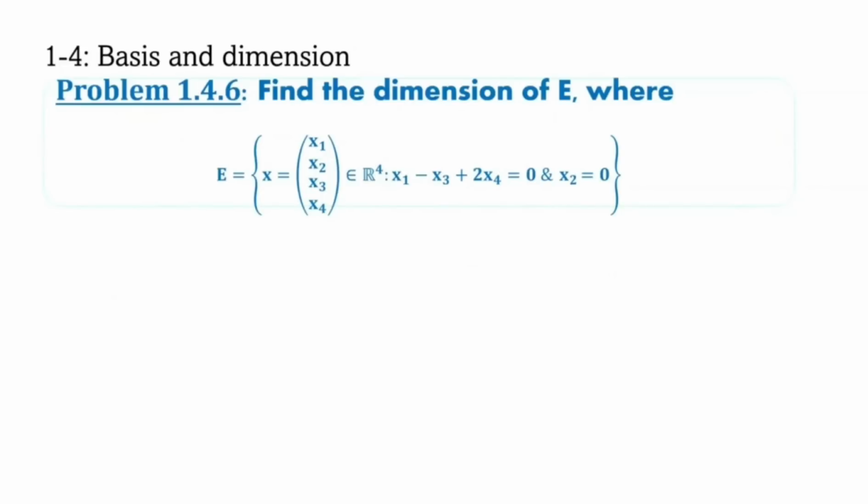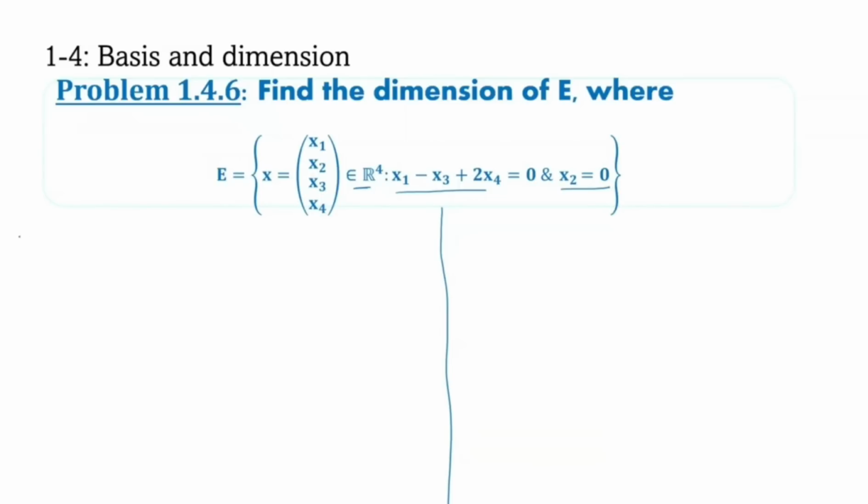Now we have a subspace E of R4 and the question is to find the dimension of E. As it is a subspace of R4, the maximum dimension will be 4, but since it's a subspace, it can be 3, it can be 2, it can be 1. You will see that the entries of E in R4 have a restriction, these two conditions. So we will try to find out the exact form of E.